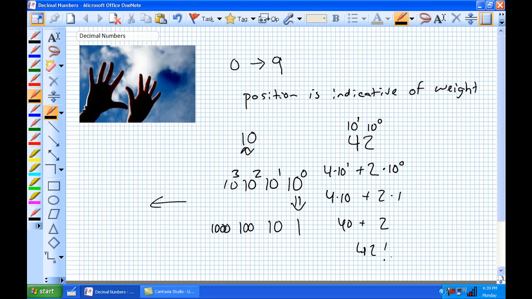So basically, the sum of the digits where each digit has been multiplied by its positional weight. That's how the decimal system works. That's how the binary system works, which you'll see in a little bit.